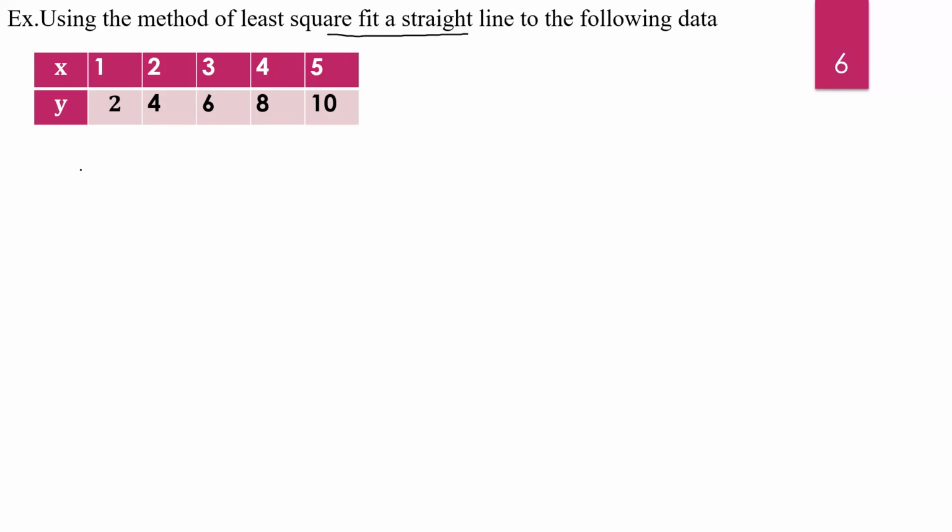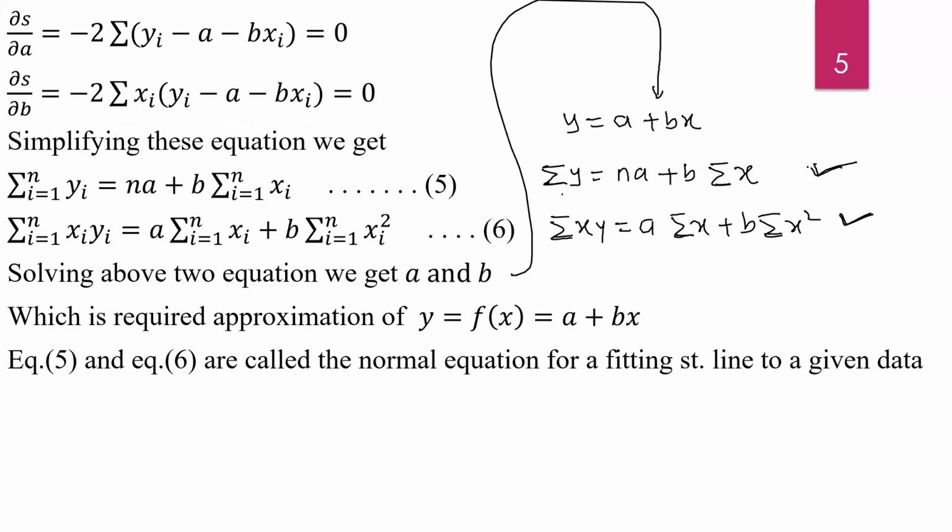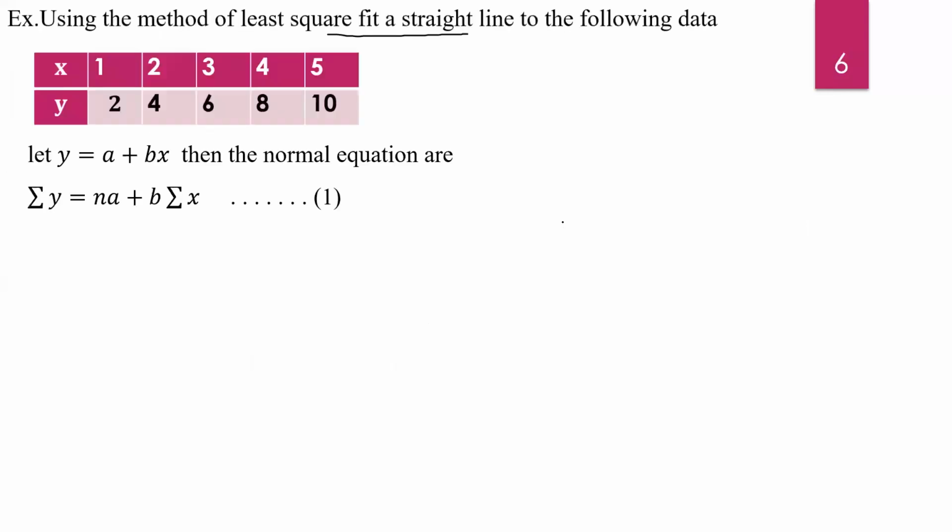First we write the equation y is equal to a plus bx. Then the normal equations. This is the first equation and this is the second equation. First write the linear equation, then the normal equations. Now, as far as the requirement of equations 1 and 2 is concerned, we require the table.